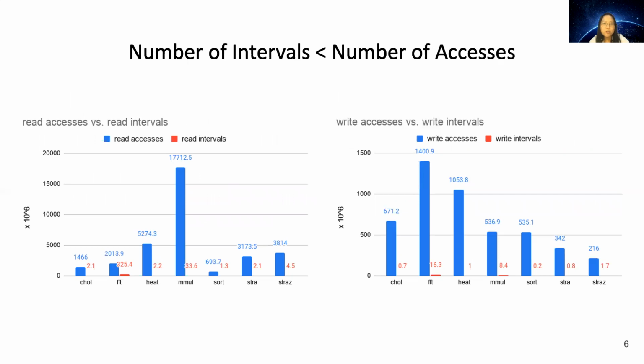Empirically, we have also shown that the number of intervals is much smaller than the number of memory accesses for both read and write. The bar charts detail the comparison for 7 benchmarks.